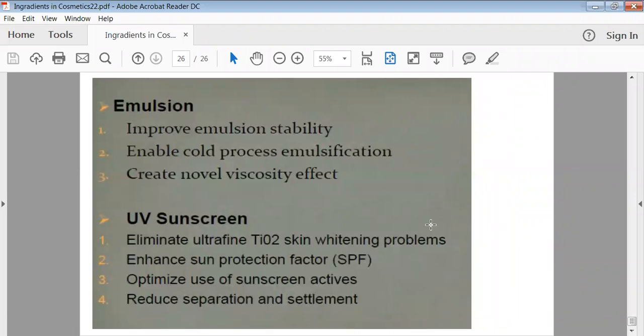In the case of emulsion also, we require such kind of thickening agent or viscosity modifier to improve the stability of your emulsion. Then in the case of sunscreen preparation also, we need to add viscosity modifiers. So this is about all kinds of ingredients, especially we are using them for the preparation of your cosmetics.